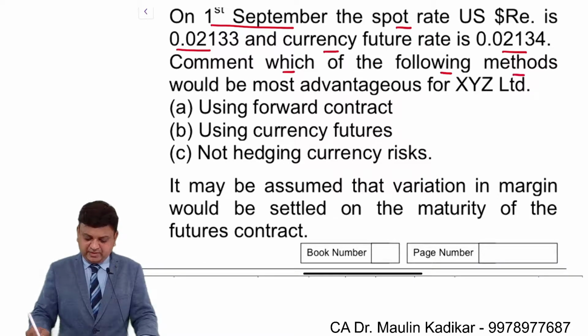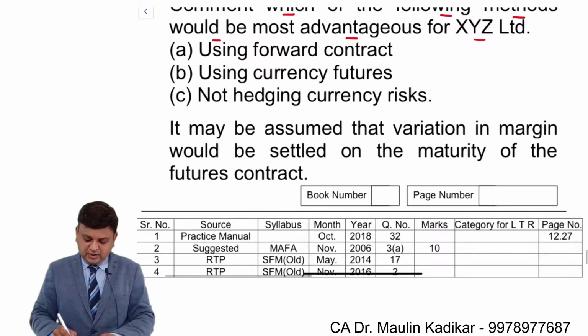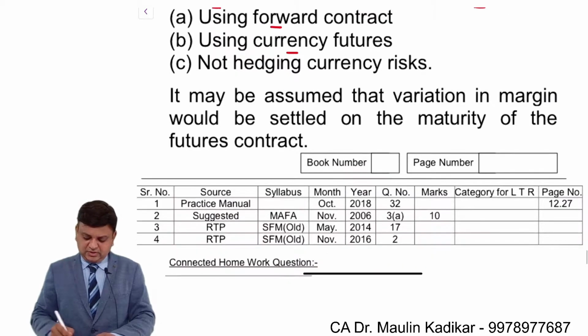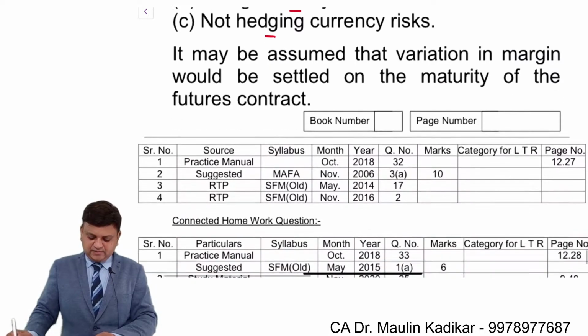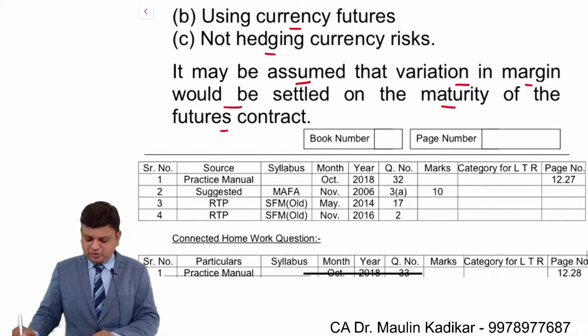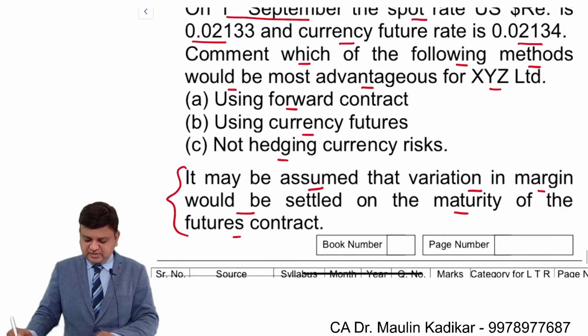Comment which of the following methods would be most advantageous for XYZ Ltd: using forward contract, using currency futures, and no hedging. Those are the alternatives. It may be assumed that the variation in margin would be settled on the maturity of the futures contract. This is not required to be given, it is always understood.